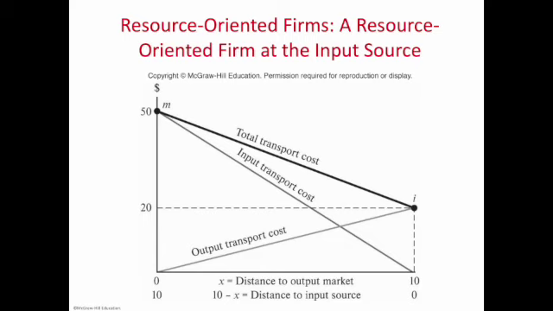Total transport cost is the sum of input and output transport costs. In the graph, total transport cost is minimized at the forest site at $20. Starting at any location except the forest, a 1 kilometer move toward the forest would decrease input transport cost by $5, the monetary weight of the input, and increase output transport cost by $2, the monetary weight of the output, for a net reduction of $3. The firm's total transport cost is minimized at the input source because the monetary weight of the input exceeds the monetary weight of the output.